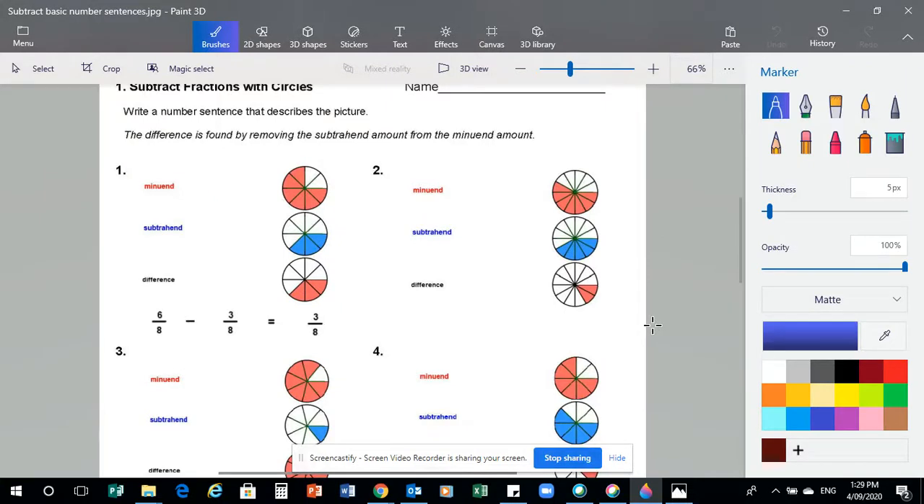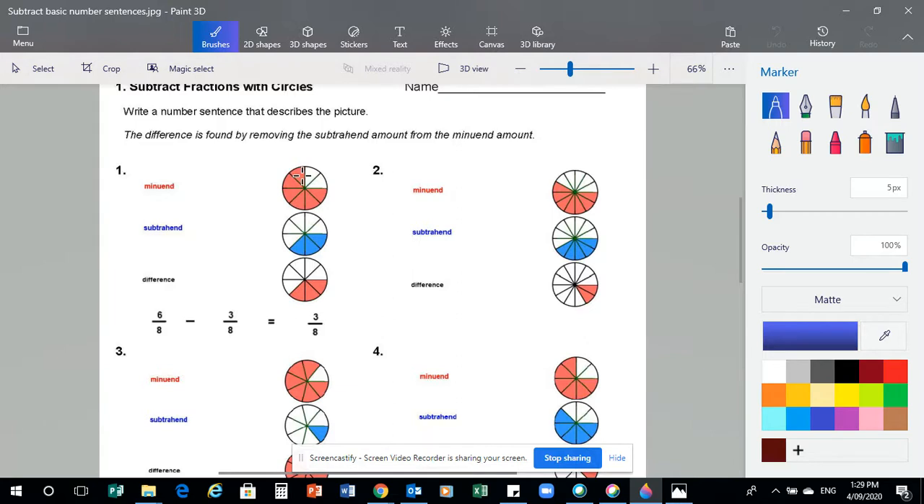Okay, so yesterday we looked at adding fractions, and today we're just going to do the exact opposite. We're going to subtract fractions. It's exactly the same process that we followed yesterday, but obviously in reverse. Now, obviously with subtraction, the biggest number needs to go first. The example they've given us is 6/8 take away 3/8 equals 3/8.